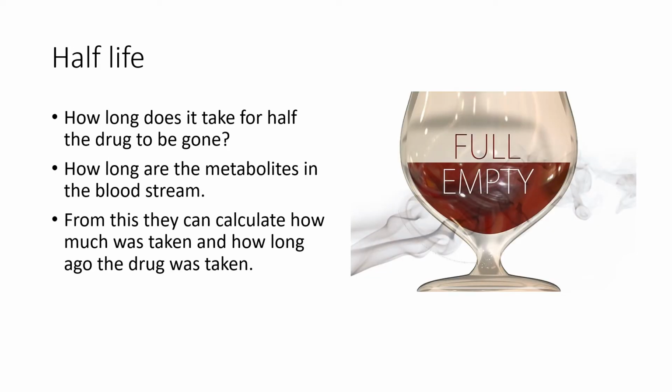Half-life is another factor. Some textbooks and classes make a big deal out of it, and some say it doesn't matter. The half-life is how long it takes for half of the drug to be gone. Except for alcohol, with its zero-order kinetics, most drugs we can calculate this. And as the drug is broken down, we want to know how long the metabolites are in the bloodstream, because many of those metabolites are psychoactive. From this and the percentages of various metabolites, it's possible to calculate how much was taken of a particular drug and how long ago that drug was taken.